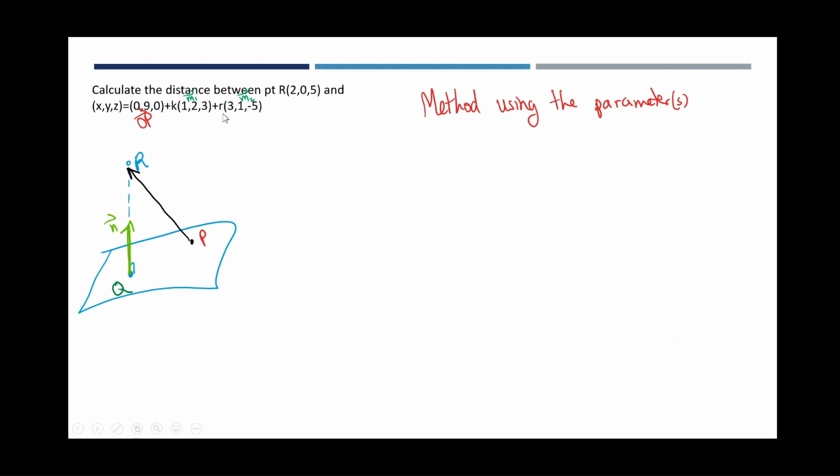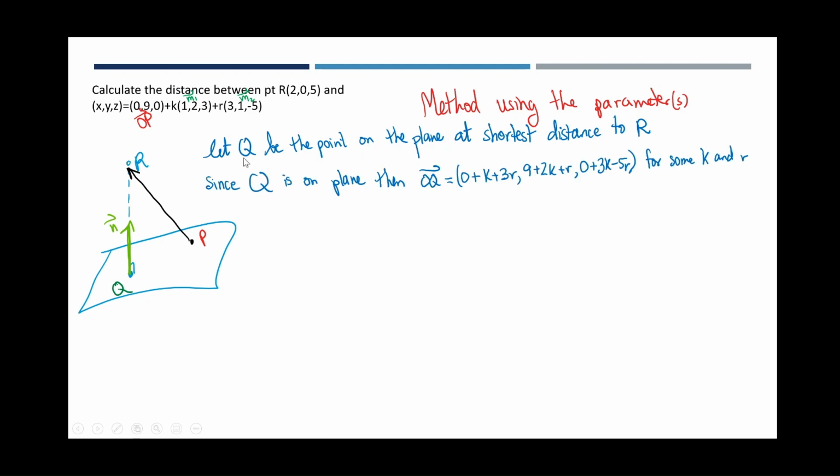Now I'm going to utilize again this method using parameters, but this time I'll show you how it works in 3 dimensions. This time we have a parameter K and a parameter R that we'll be using, so it's going to be a little bit more complicated, but it's the same strategy. So first of all, define a point on the plane at shortest distance. I call it point Q.